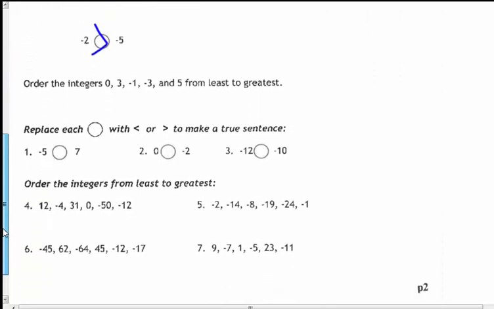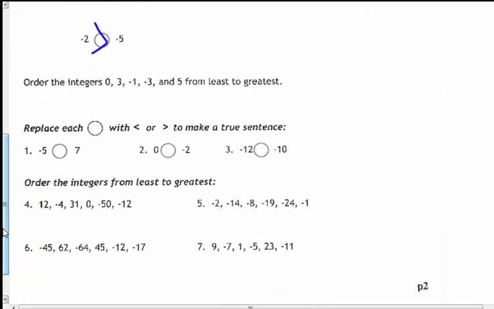Order the integers 0, 3, negative 1, negative 3, and 5 from least to greatest. Well, least is negative 3, then negative 1, then 0, then 3, and then 5. Hopefully you're remembering this. Replace each circle with a greater than or less than to make it true.